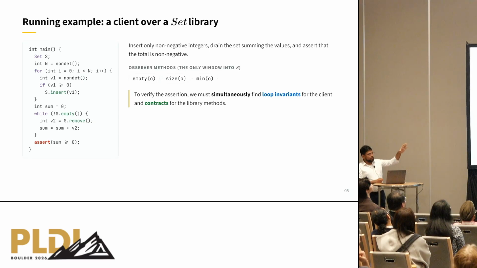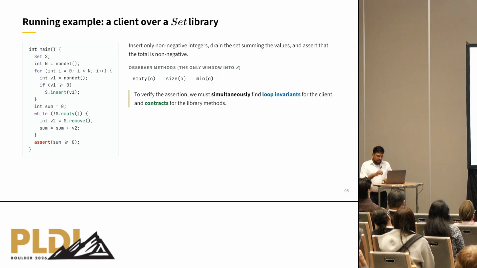Now I also have a client for you. This is a simple one for the purposes of this presentation. It has two loops. In the first loop, it just adds a bunch of non-negative integers. In the second loop, it drains the entire set and adds them all to an accumulator called sum. And what you have to prove is that the sum is non-negative, which of course it is.